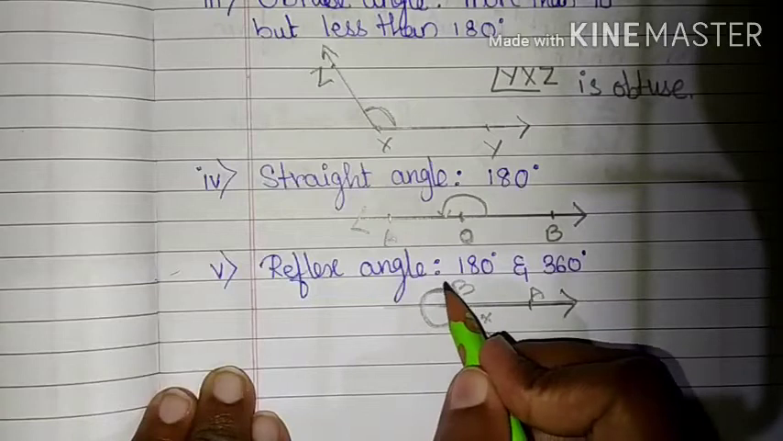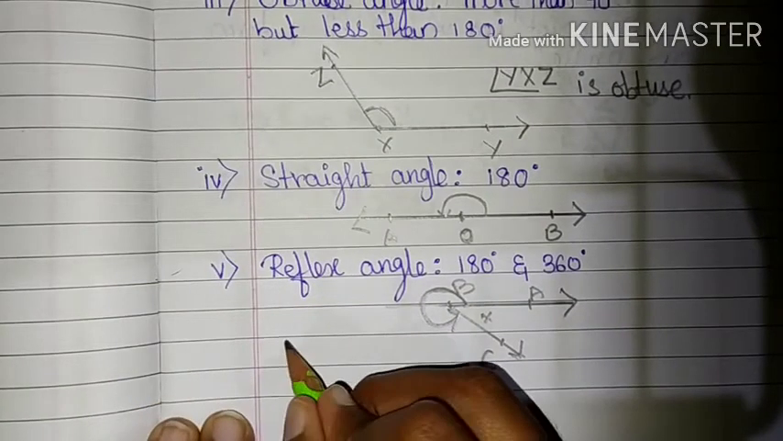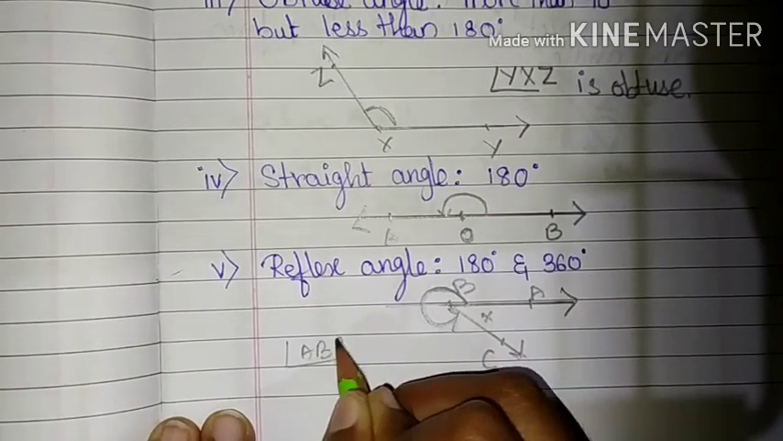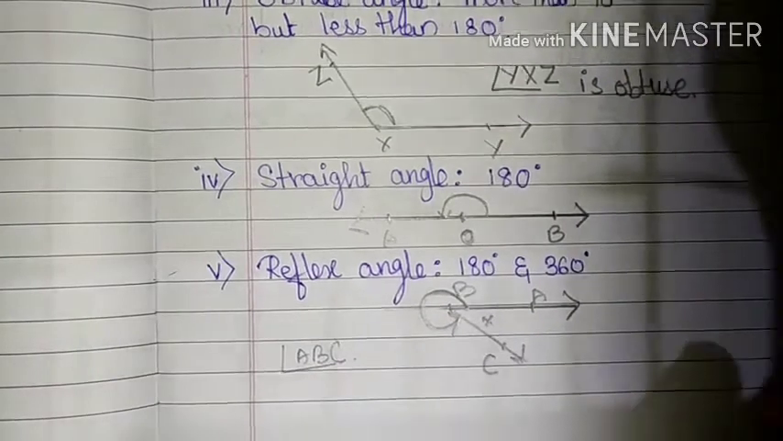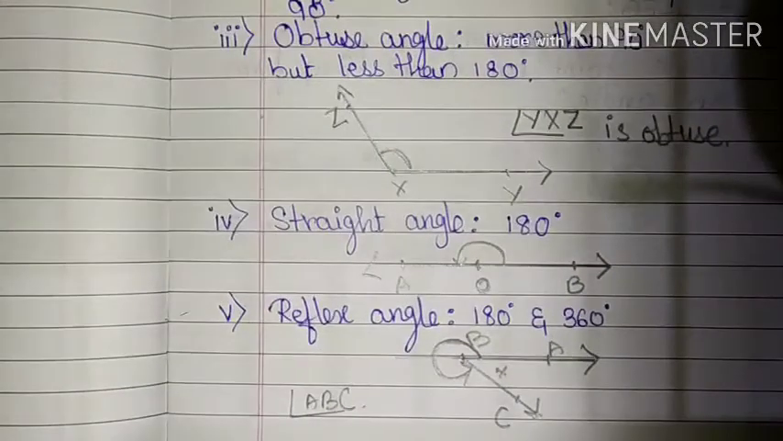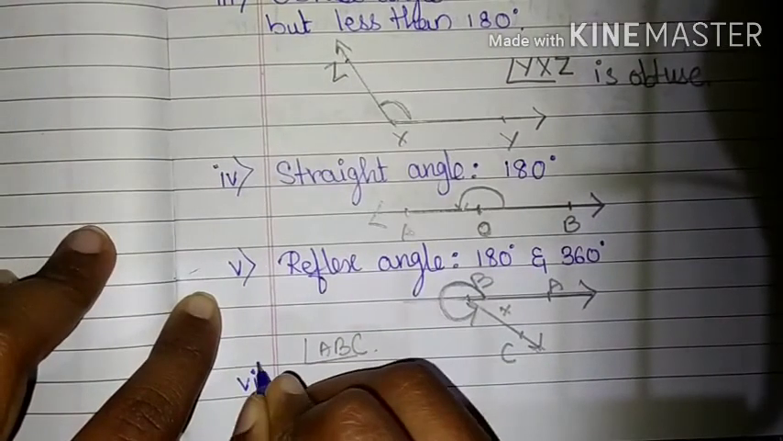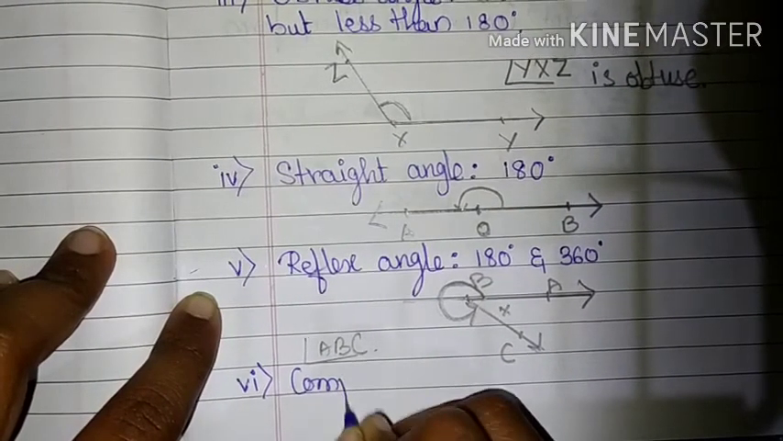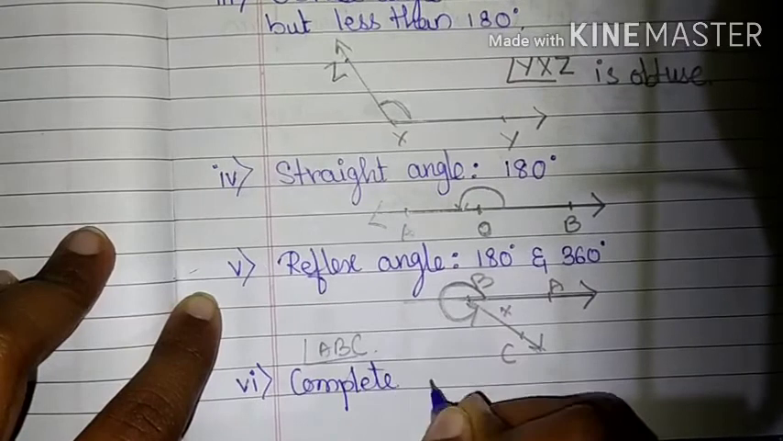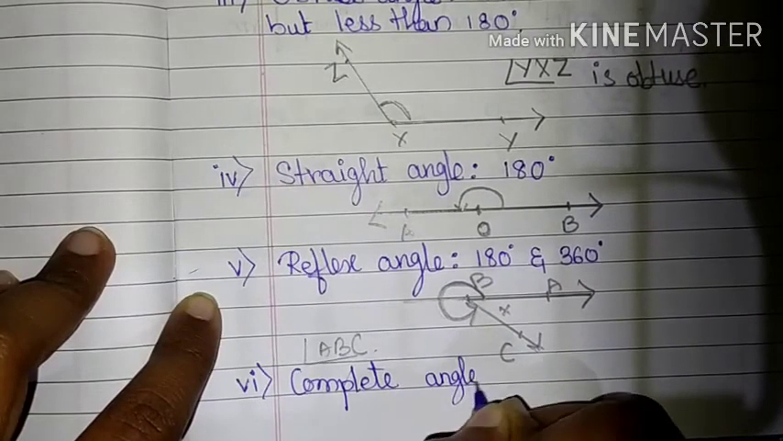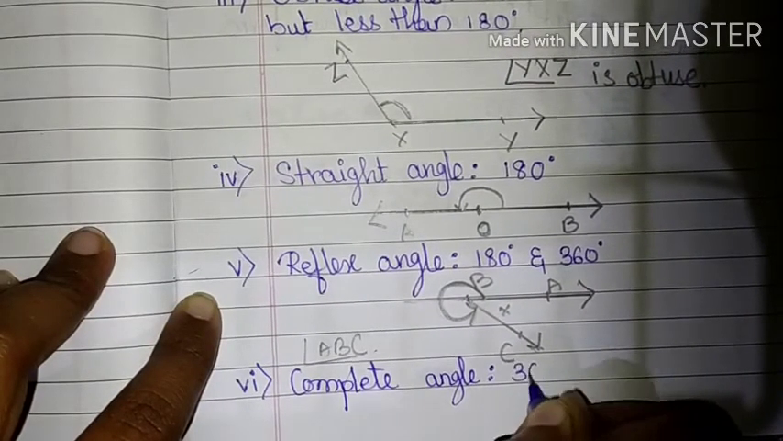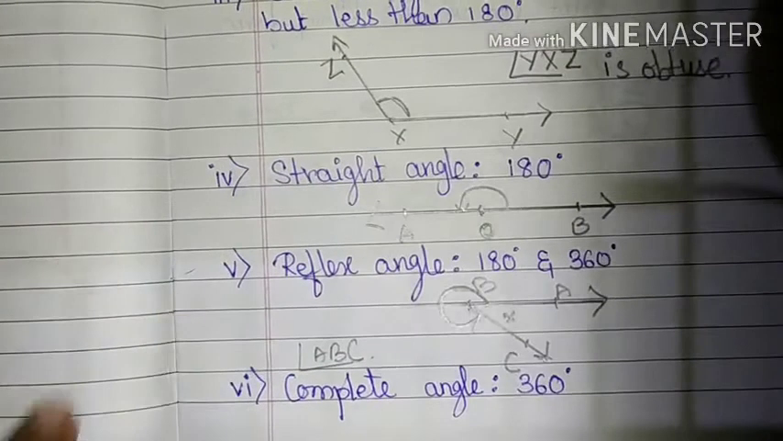Here we can see that this is the reflex angle ABC. Now the last one, which is the sixth one, is the complete angle. A complete angle is always equal to 360 degrees.